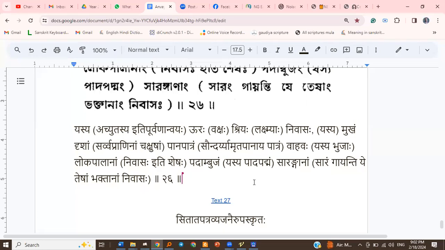Then bahavaha, the Lord's arms, bhuja, they are the residing place for all the lokapalas. So does that mean there are four arms here? Because it's in plural number, right? Yeah, bahavaha, we can say that.